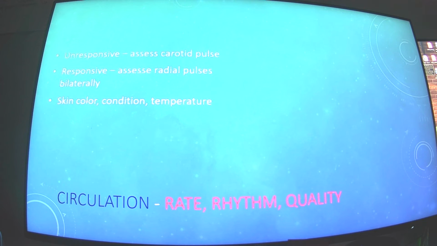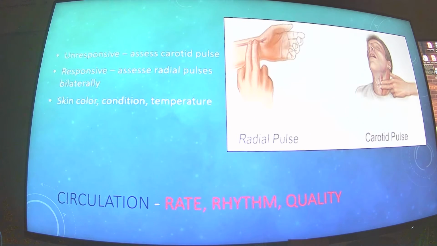Then we move on to circulation. And when we talk about circulation, number one, we're talking about a pulse, right? Rate, rhythm, and quality. Okay, but then we're also looking at skin color, condition, and temperature. Okay, and the way that you check that is usually the back of your gloved hand on the patient's abdomen because that's close to the core and stuff. We want to make sure they're not pale, cool, and clammy because that's a sign of what? Shock.